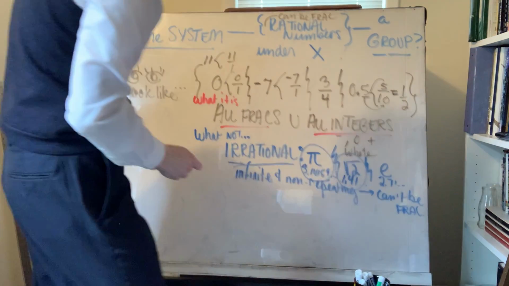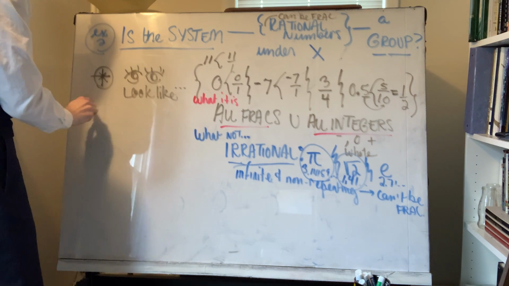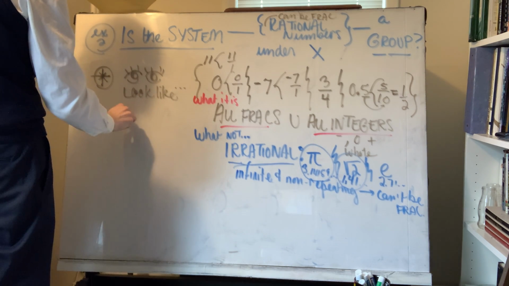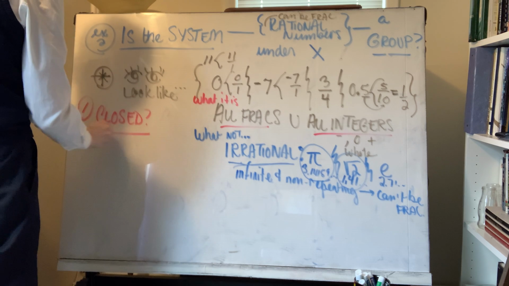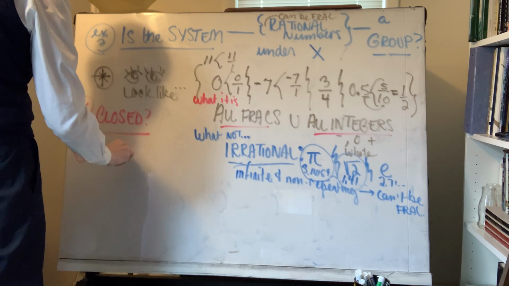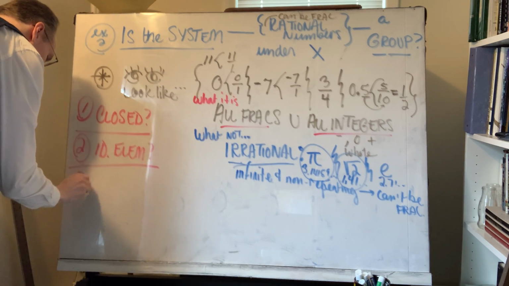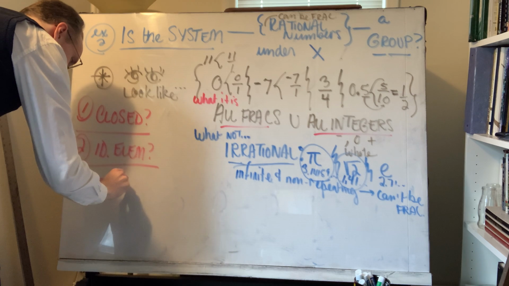So let's try these qualifications again. We want to make sure that this is closed, and that there is the appropriate identity element, and that there are inverses for each.